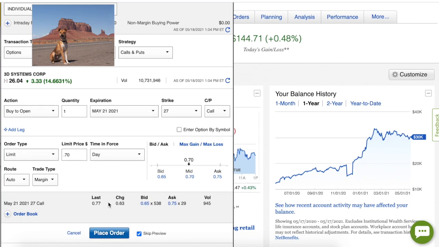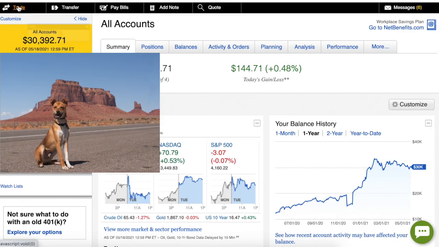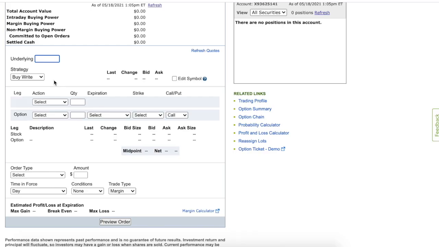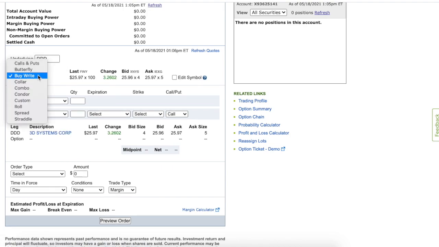Okay, so pretty straightforward. You've got to understand a couple things in here, but you just take it one step at a time and figure it out. Okay, so let's try a multi-leg now and see what that looks like. It looks pretty intimidating at first. It takes you to a new screen, but same thing. Just take it one step at a time. You'll figure it out. So here's your strategy, whatever you want to do.